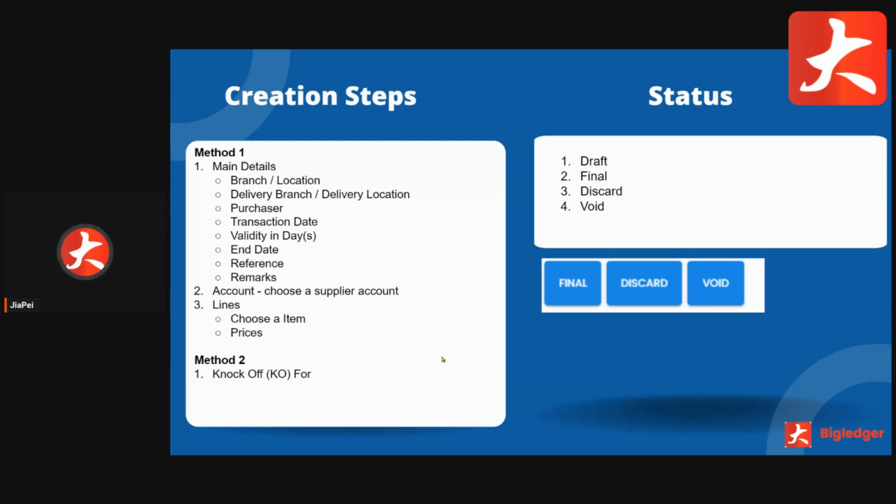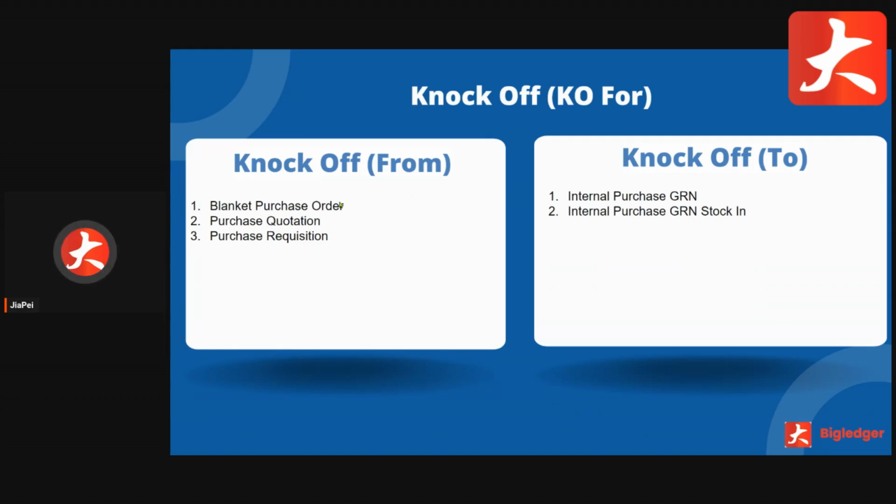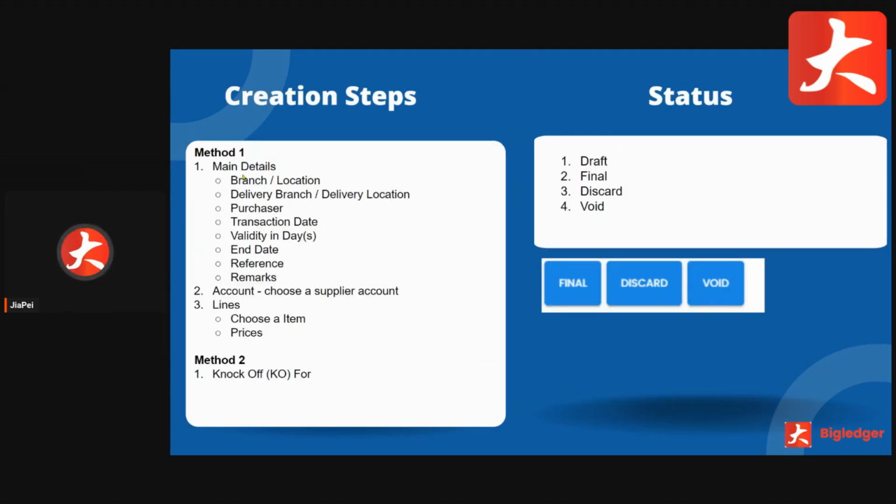Then method two, we directly go to the knockoff tab, that is KO4. In your KO4, remember what type of transaction the knockoff from is: the blanket purchase order, purchase quotation, or purchase requisition. So you can just select one of these transactions. Once you select the transaction, the system will fill in all the main details, account, and lines. Then the system will create a purchase order for you.